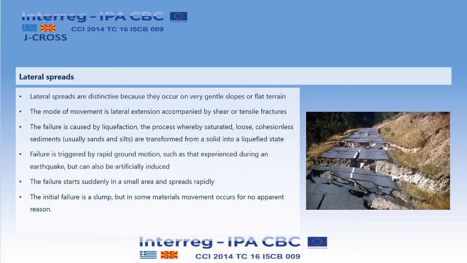Lateral spreads are distinctive because they occur on very gentle slopes or flat terrain. The mode of movement is lateral extension accompanied by shear or tensile fractures. The failure is caused by liquefaction, the process whereby saturated, loose, cohesionless sediments, usually sands and silts, are transformed from a solid into a liquefied state. Failure is triggered by rapid ground motion, such as that experienced during an earthquake, but can also be artificially induced. The failure starts suddenly in a small area and spreads rapidly. The initial failure is a slump, but in some materials movement occurs for no apparent reason.